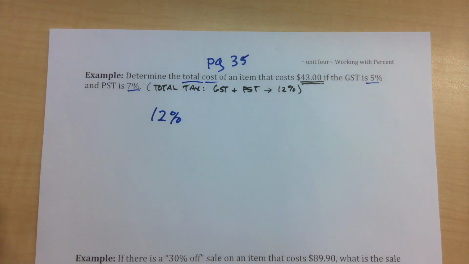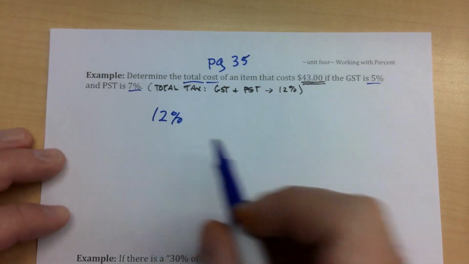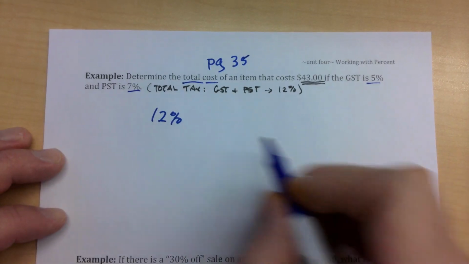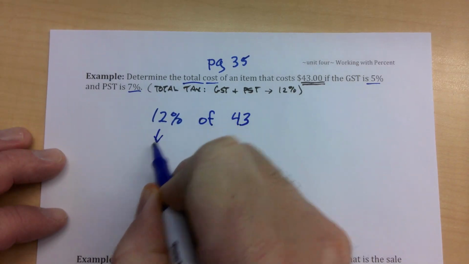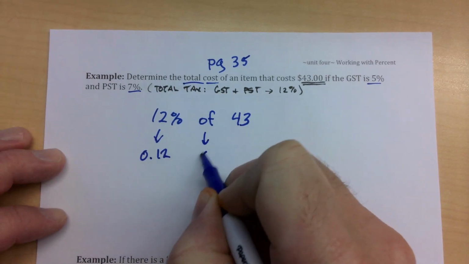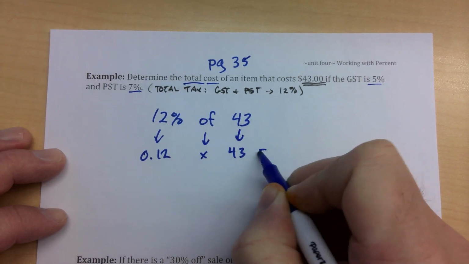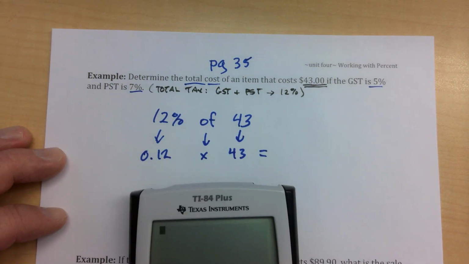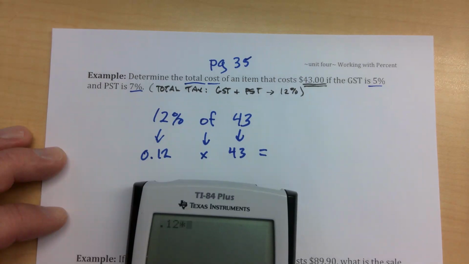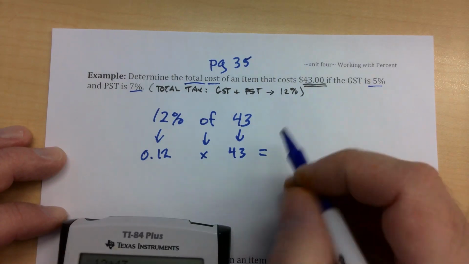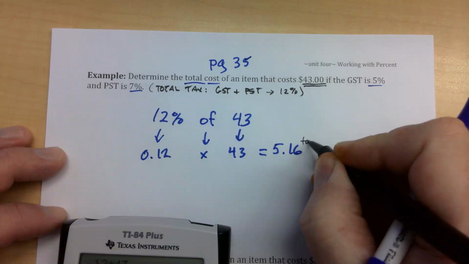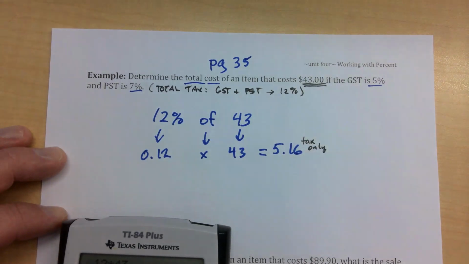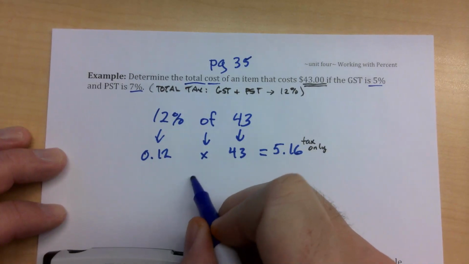Percent of a number, whether it's discount, sales, taxes, commission, whatever it is, you're setting up the same percent of a number. Okay, so in this case, we got 12% of $43. This is 0.12 as a decimal. This is times. Don't do anything to this number. So let's see what that works out to be. 0.12 times 43. Okay, here we're paying $5.16 of tax. We just calculated the tax only. Let's add that up.